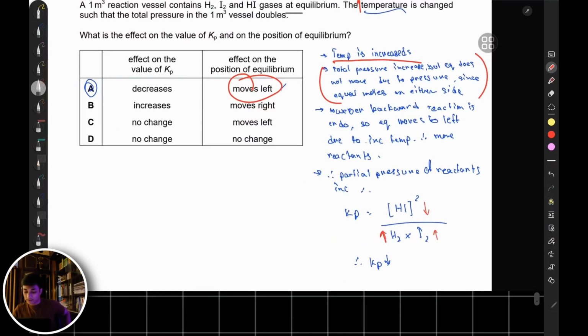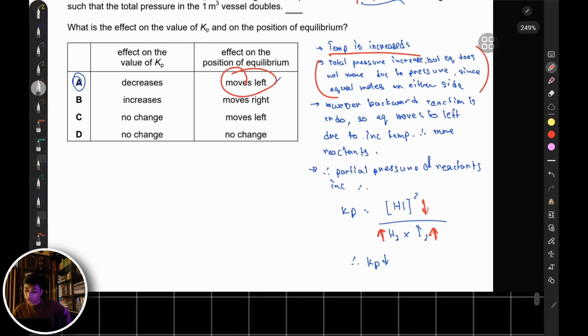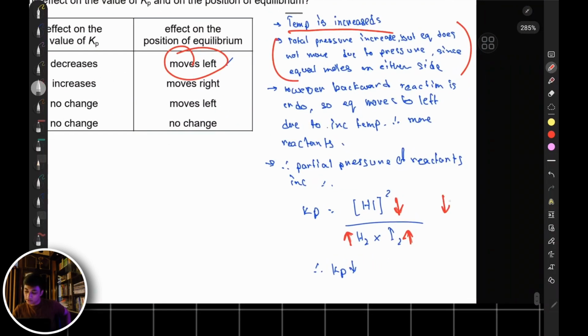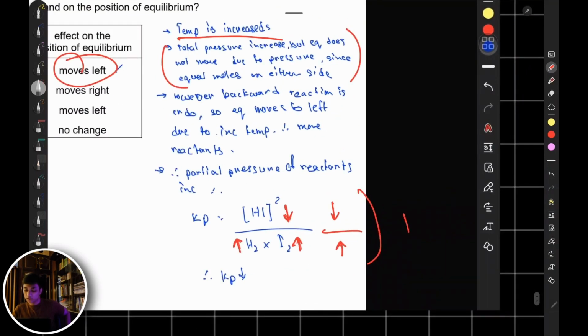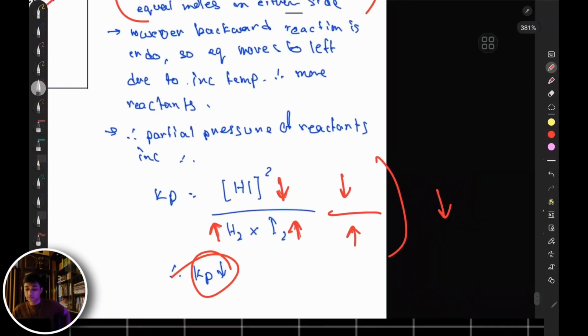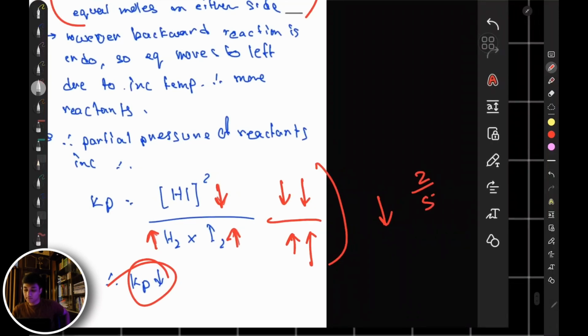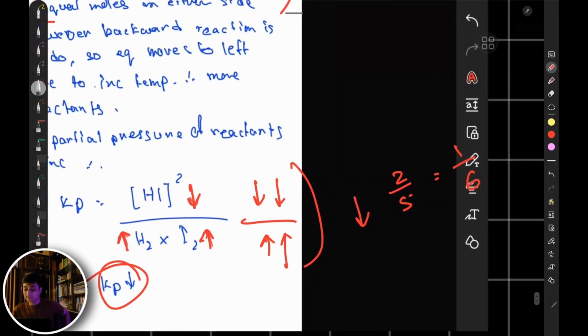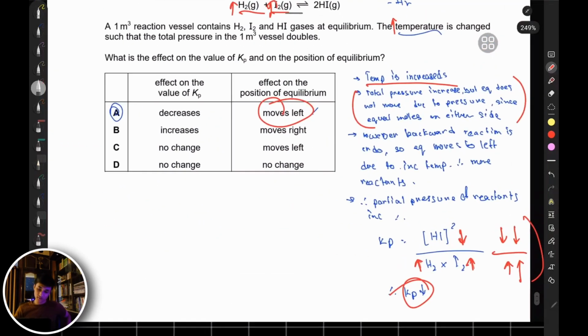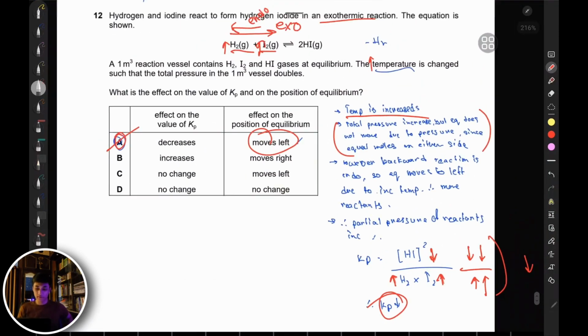If the moles of reactants increase, that means the moles of products have decreased. So if the numerator decreases and the denominator increases, the entire Kp value will decrease. So, let's say it was 2 by 5. Now it is 1 by 6. So 1 by 6 is obviously smaller than 2 by 5. Which is why A is the answer.